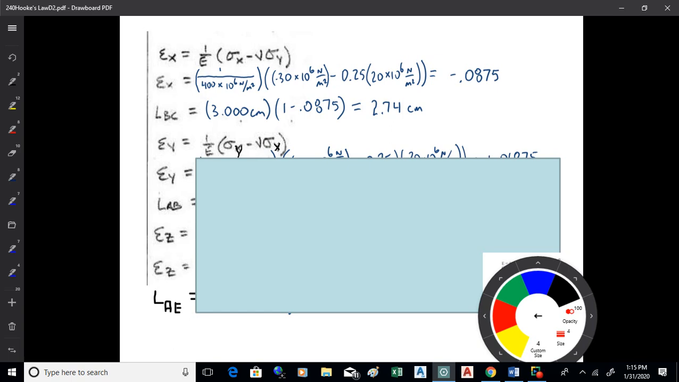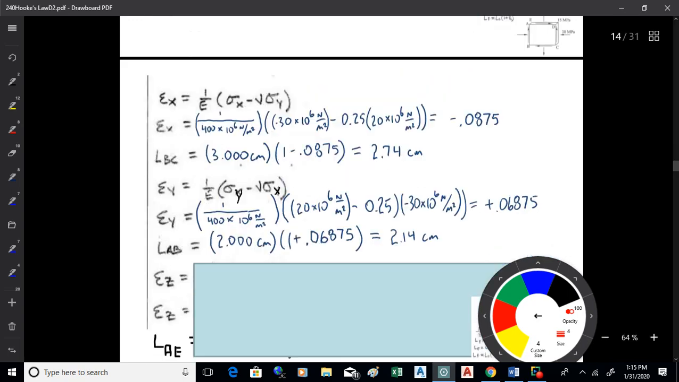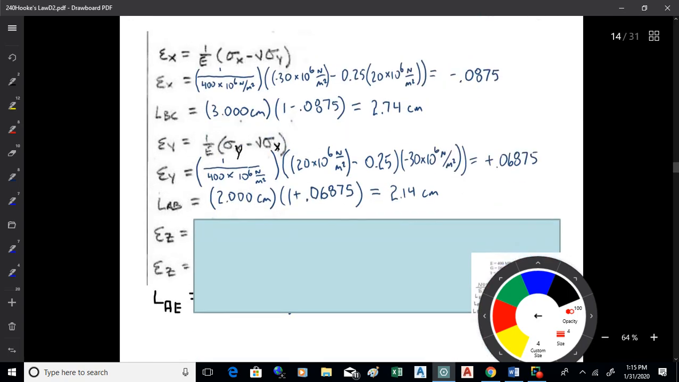So epsilon y applies to the length AB. So 1 over 400 times 10 to the 6 times the quantity of 20 times 10 to the 6, which is sigma y, minus nu 0.25 times sigma x, which is negative 30 times 10 to the 6. So that ends up getting plus 0.06875. So in the y direction, it gets 6.875% longer. So the final length will be 2 centimeters times 1 plus 0.06875, 2.14 centimeters.